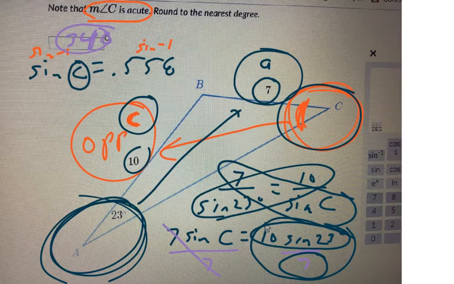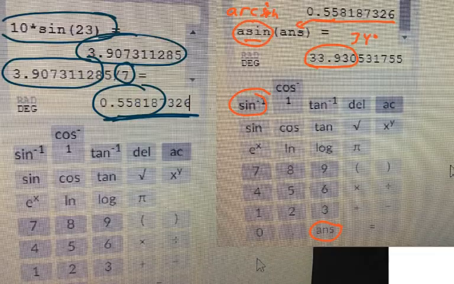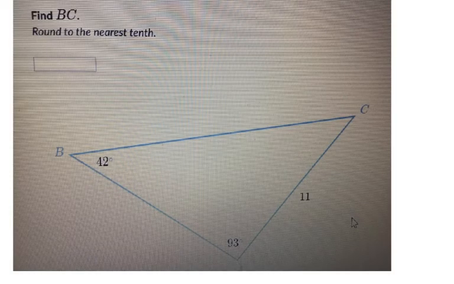Okay? Now, let's go on to the next problem.